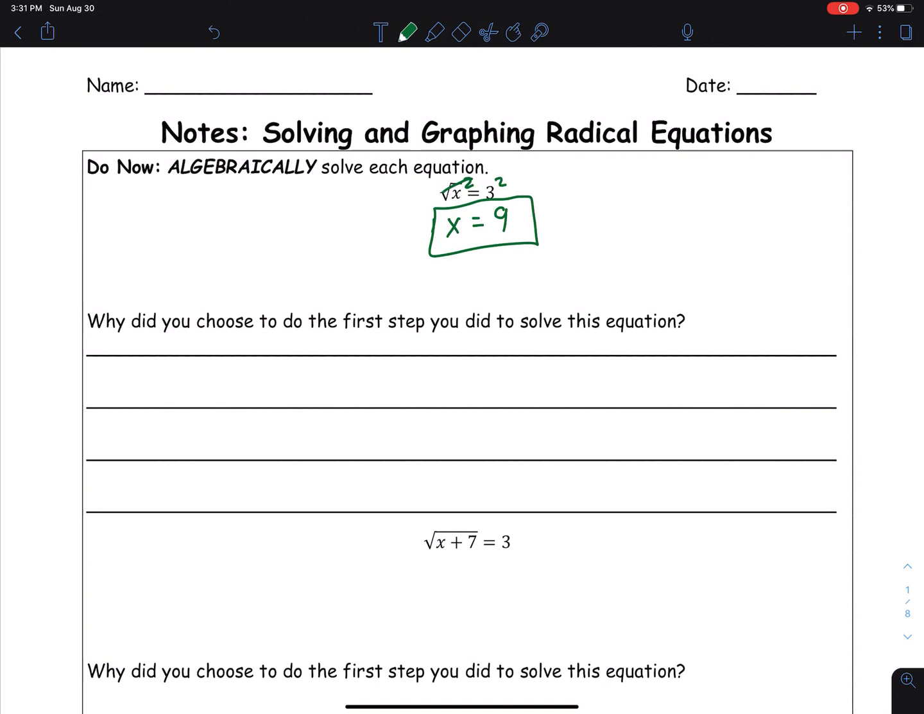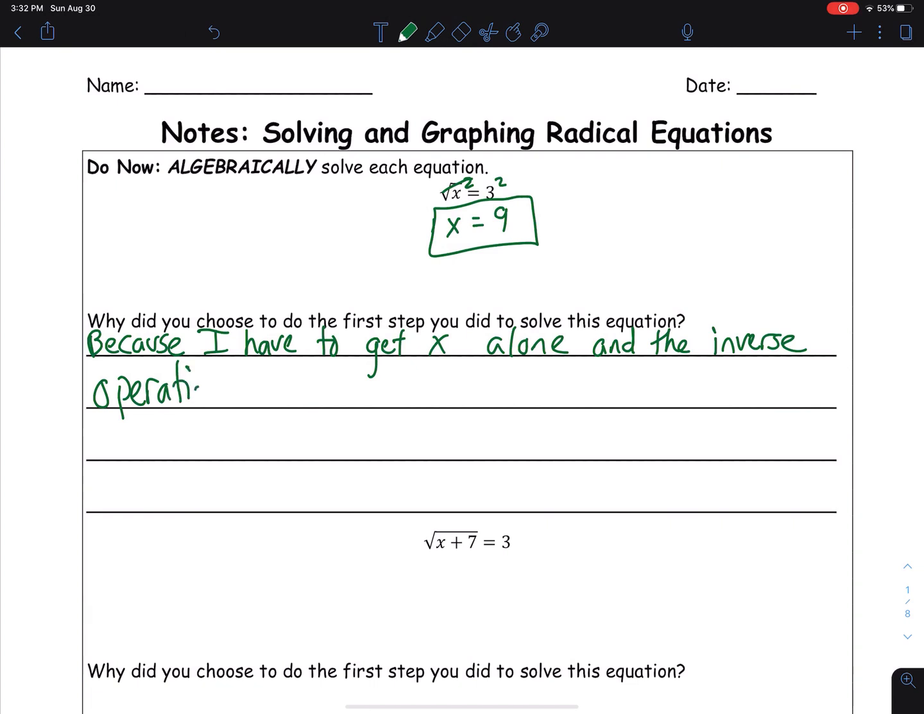Well, we have to get x alone, so I have to do the inverse operation. And the inverse operation of square rooting, which is happening to the x, is squaring. That gets the x all by itself. So because I have to get the x alone and the inverse operation to square rooting is squaring, that's what's being done to the x, so it gets x all by itself.